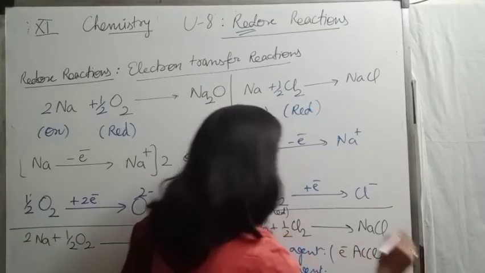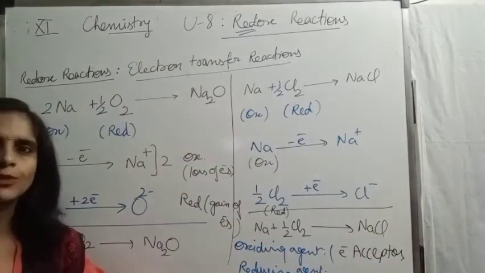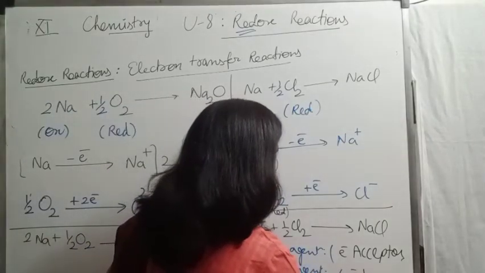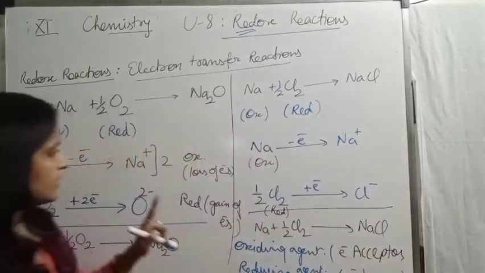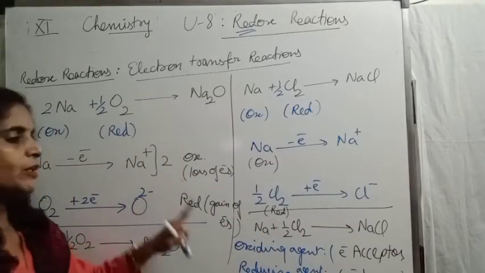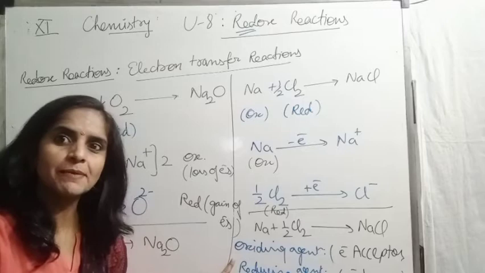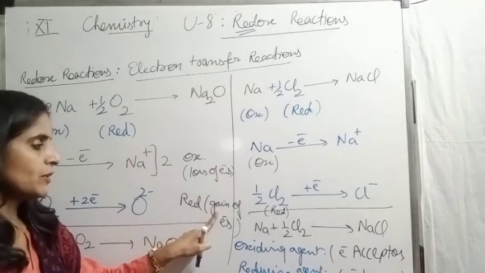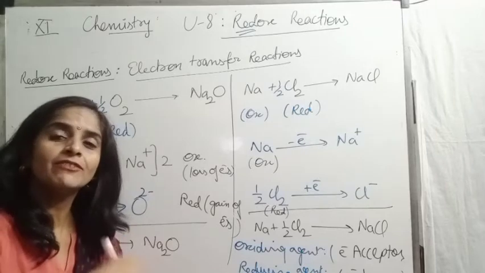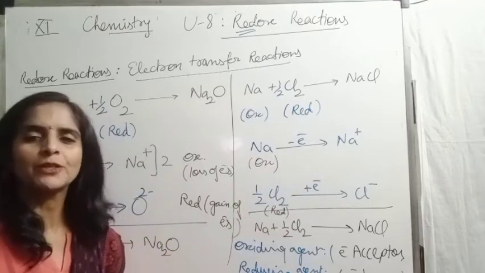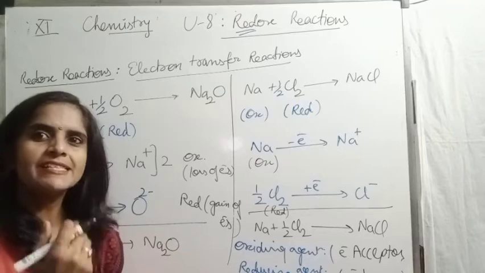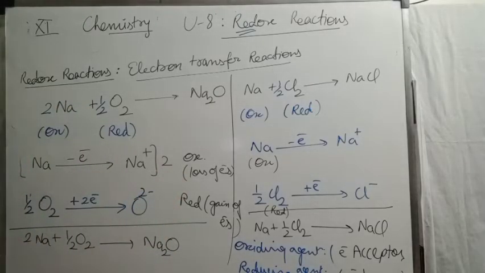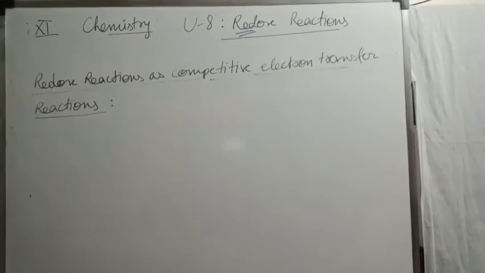And of course, the reducing agent is an electron donor. So oxidation means loss of electron, but oxidizing agent means the one which accepts the electron. Reduction means gain of electron, but reducing agent is the one which loses the electrons. So we can say the oxidizing and reducing agents are just opposite to oxidation and reduction.